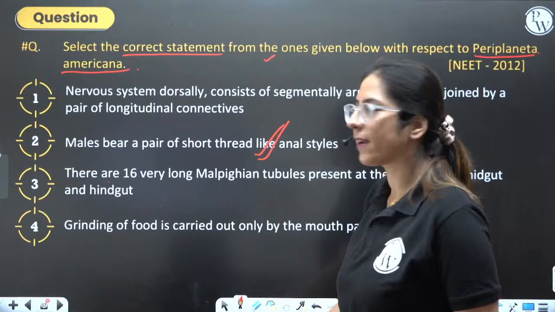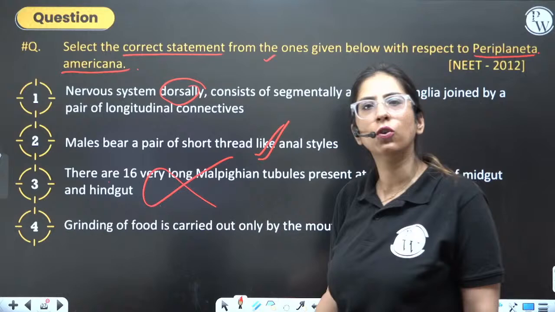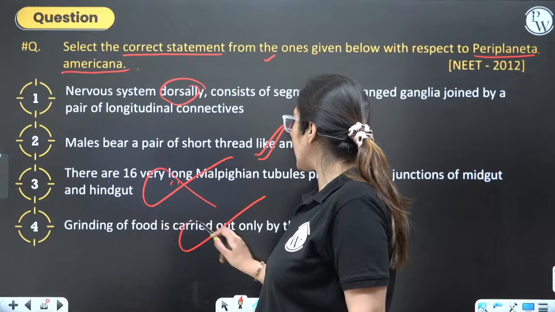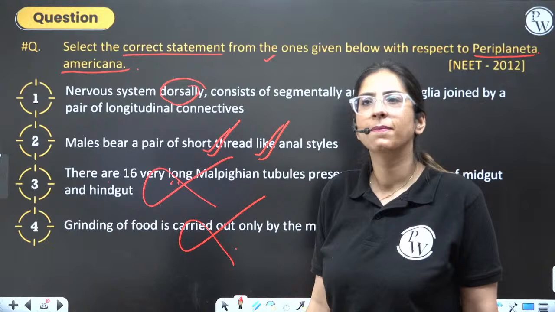Among these, the correct statement is this. Why? Dorsal is wrong. In cockroach, it is ventral. Next, 16 is wrong; 100 to 150 malpighian tubules are there. Grinding of food is done by the gizzard. This is correct.